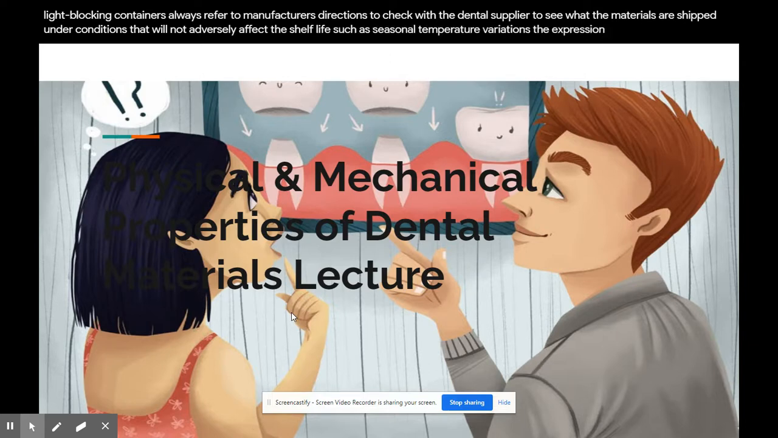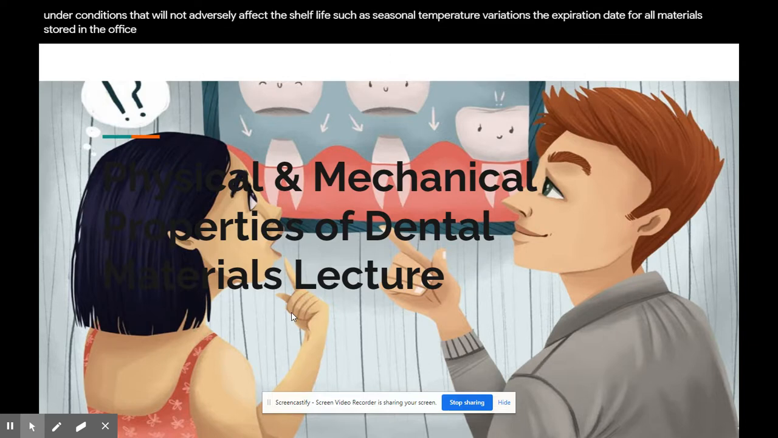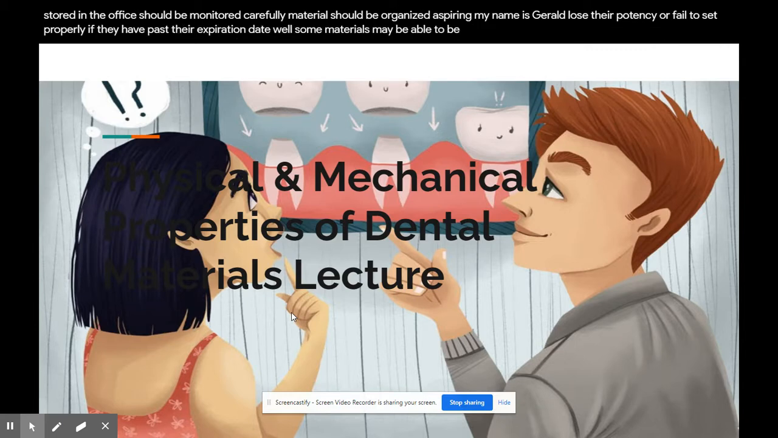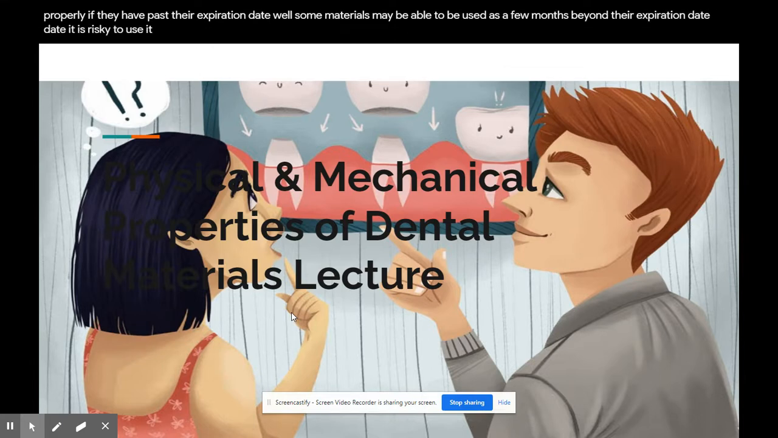The expiration date for all materials stored in the office should be monitored carefully. Materials should be organized such that the older materials are used before new shipments, preventing them from expiring. Many materials will lose their potency or fail to set properly if they have passed their expiration date. While some materials may be able to be used a few months beyond their expiration date, it is risky to use them because they may lack their optimum performance and the treatment they were used with may fail.